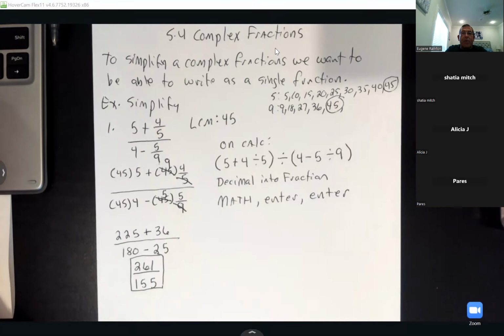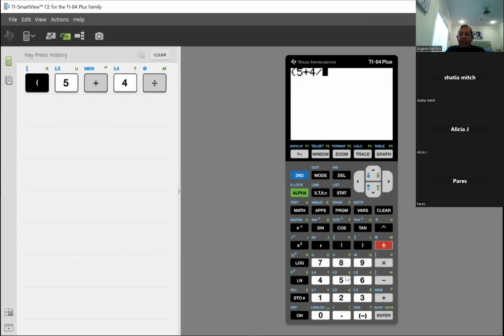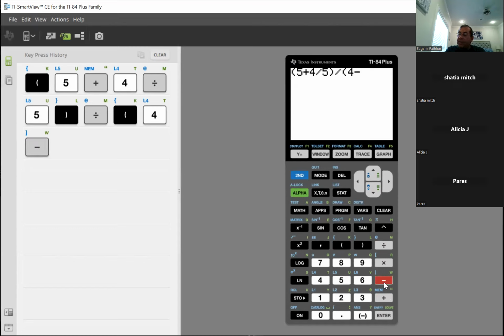So y'all, let me show you that on a calculator real quick. So let me share that screen. All right, so remember, we've got to have parentheses first, and then we had 5 plus 4 divided by 5. Close those parentheses, and then divide that by the denominator. Open your parentheses. 4 minus 5 divided by 9.